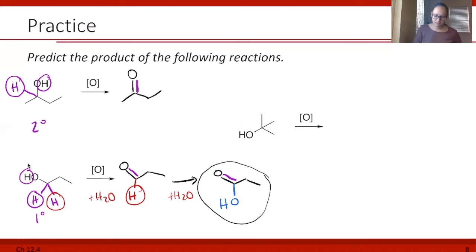Great. Okay, our last one here. Let's look. We have a tertiary alcohol. Goodness. A tertiary alcohol. So I'm going to draw in any of my CH bonds that can be oxidized, and there are none. So that means that we have no reaction because there are no CH bonds to be oxidized.